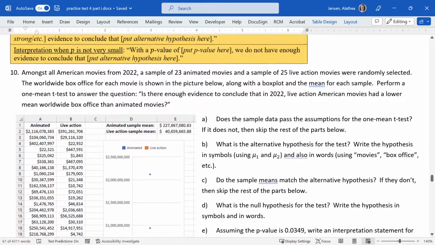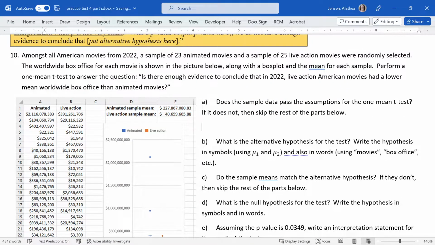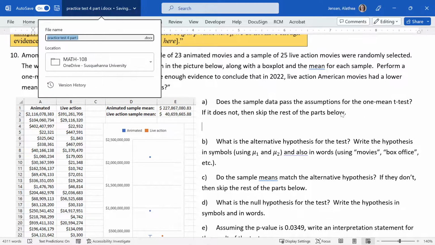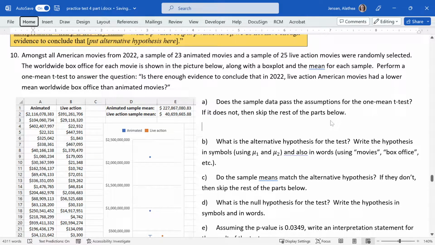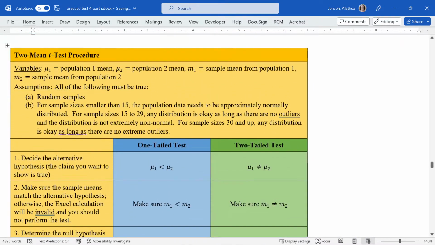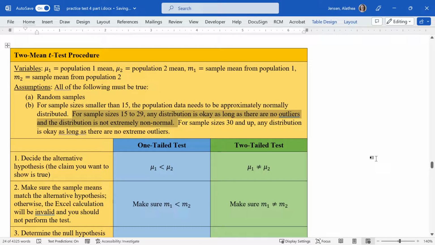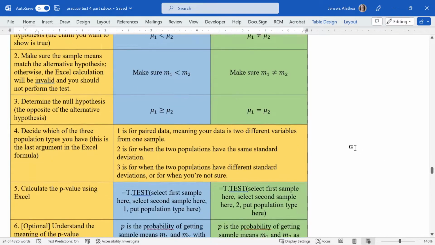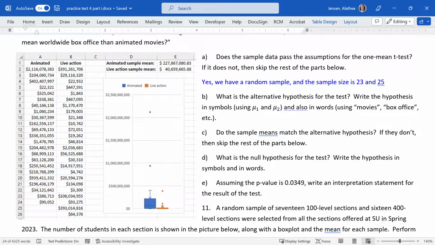Okay, so for the answer here, yes, we have a random sample, and the sample size is 23 and 25. For both of those, they're in the second category, sample size 15 to 29. So any distribution is okay as long as there are no outliers and the distribution is not extremely non-normal. So let's look at our distribution here.